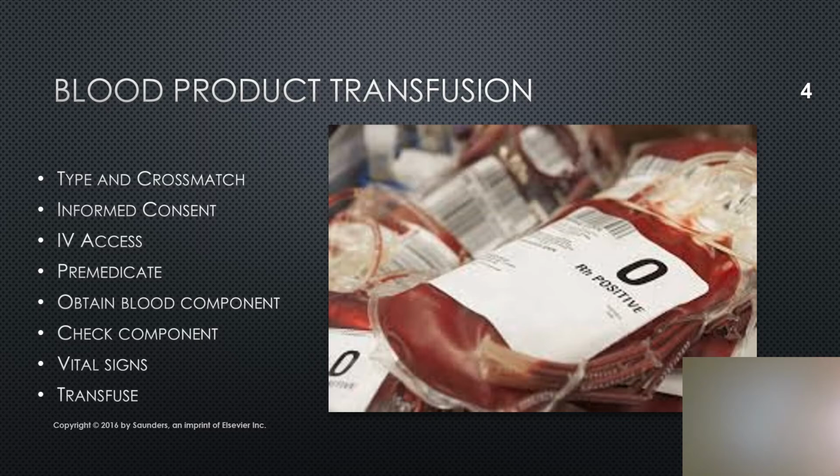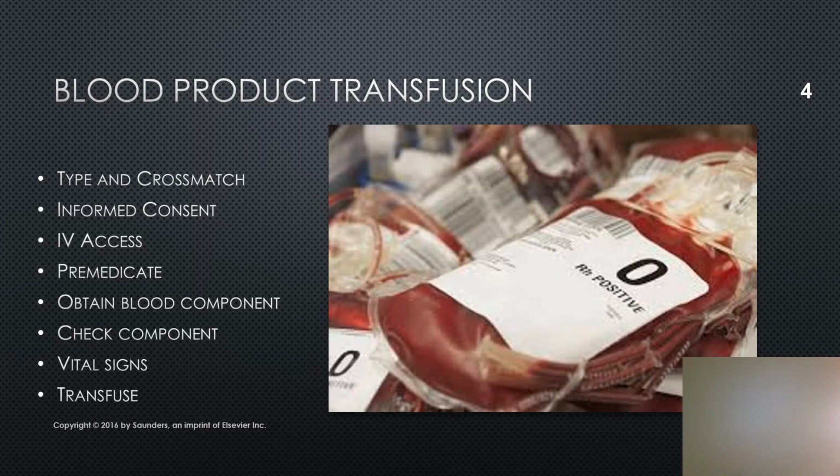So we look at the recipient's ID number, the recipient's name, the blood component ID number, the type of blood component, the AB and RH type, the expiration date. We also check to make sure that the component looks normal. We don't see any clots, discoloration, gas formation, cloudiness, etc. And make sure that the container has no leaks.